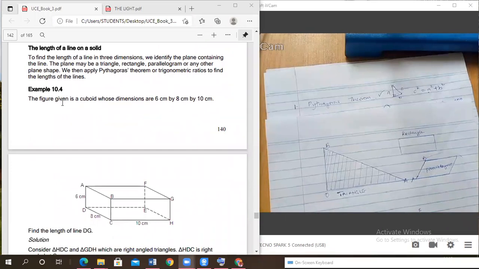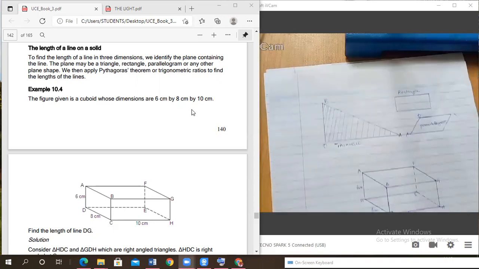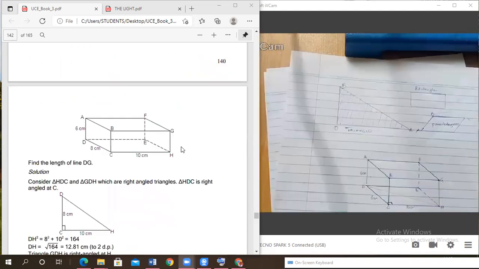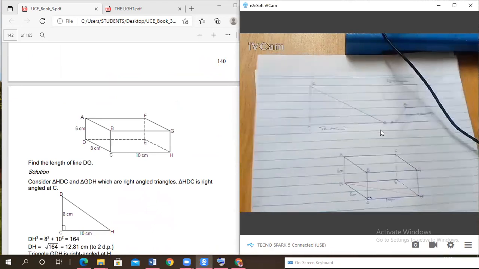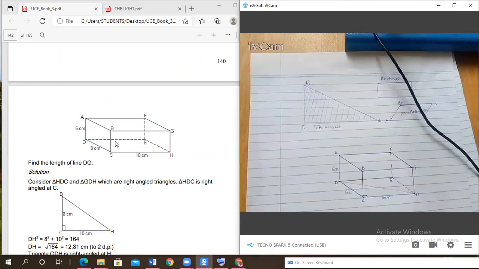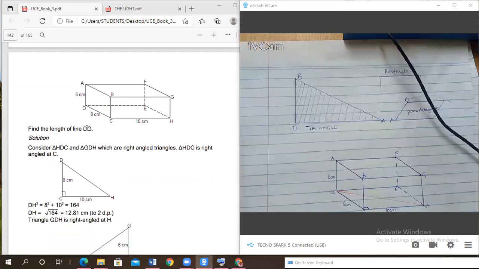So they are saying that the figure given is a cuboid whose dimensions are 6 centimeters, 8 centimeters, and 10 centimeters. So we have the cuboid right there. If I may zoom in very well here for you to see, it has sides 6 centimeters, 8 centimeters, and 10 centimeters, as you see in the notes and also in the diagram here. So they are telling you to find the length of the line DG.